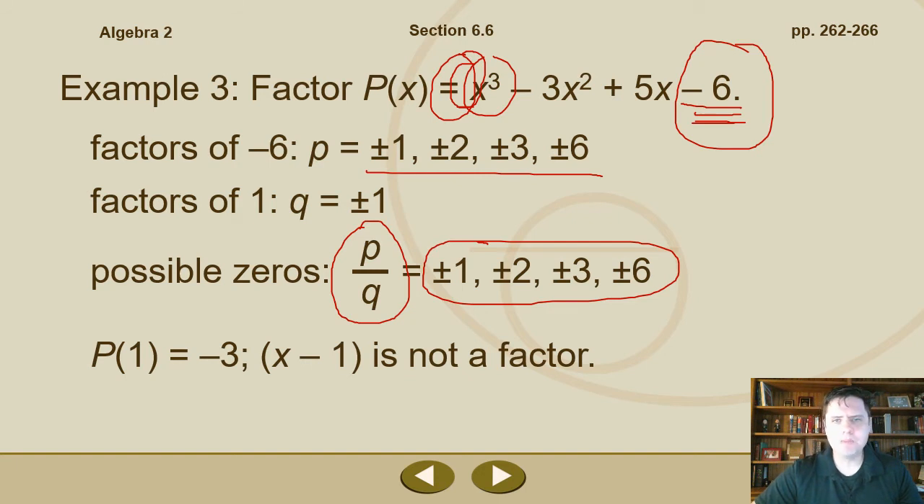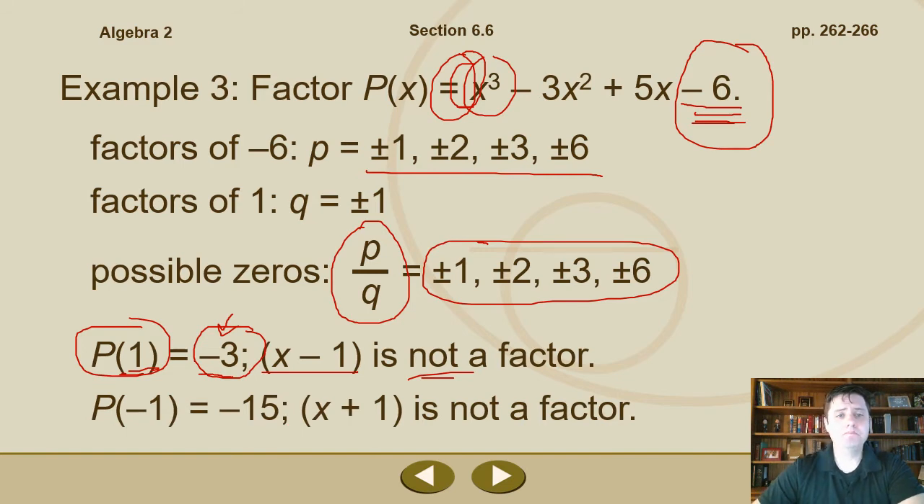If we plug in p of 1, we'll get 1 minus 3 plus 5 minus 6. So 1 minus 3 would be negative 2, plus 5 would be 3. 3 minus 6 is a negative 3. So obviously, since we got an answer other than 0, that means that this cannot be a factor. So remember, we take the opposite sign of whatever it is that we put in, and we can say that x minus 1 is not a factor of this because the answer we got when we plugged it into the polynomial was not 0.